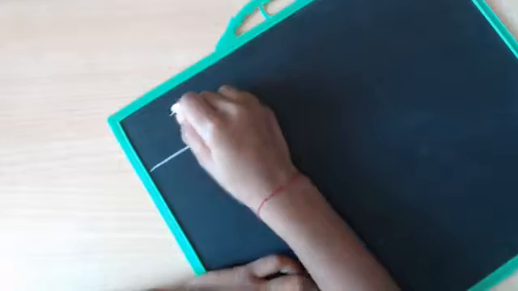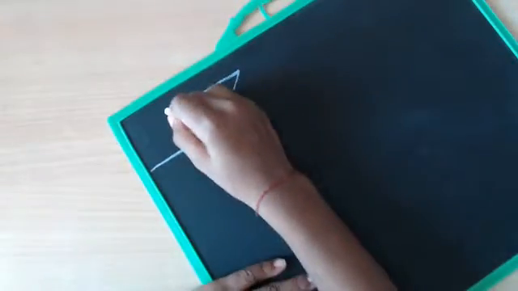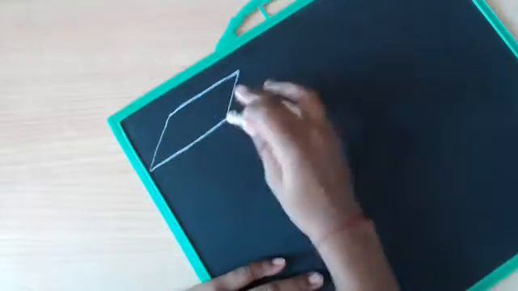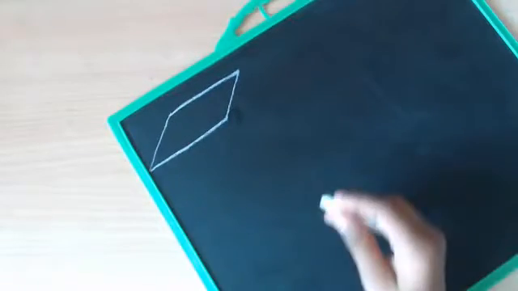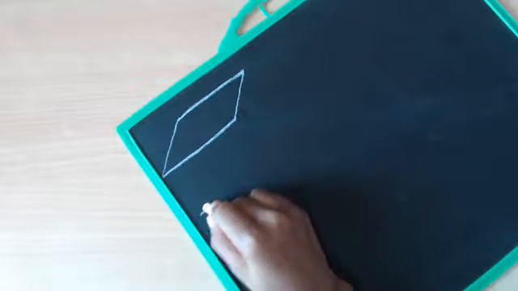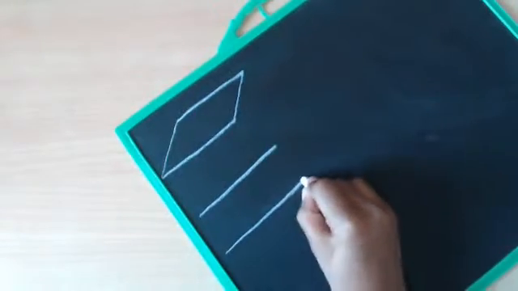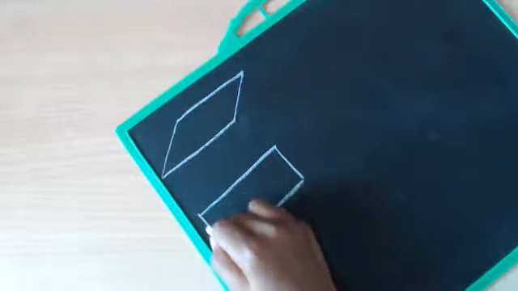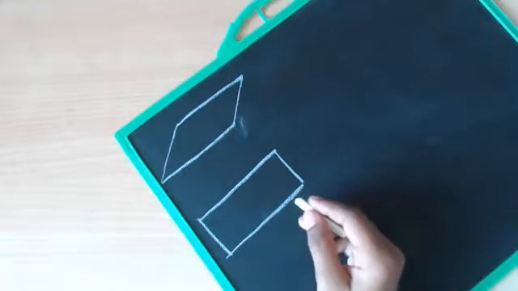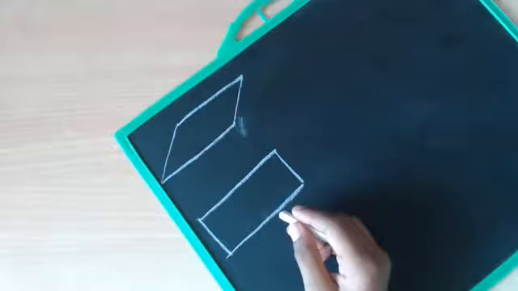Now, if this side is parallel and equal to this side, and this side is parallel and equal to this side, and it is a parallelogram, then this one is parallel and equal to this side, and this one is parallel and equal to this side, and it is a rectangle. And in a parallelogram, the opposite sides are parallel and equal.